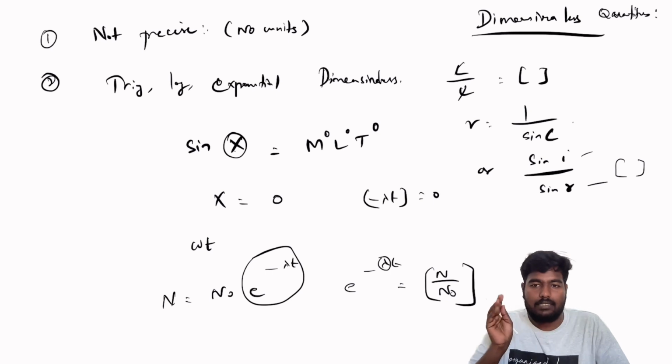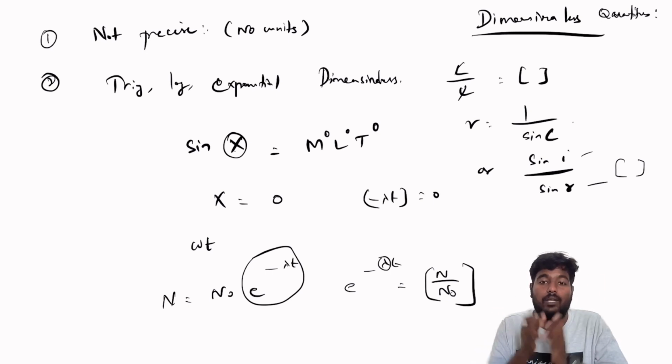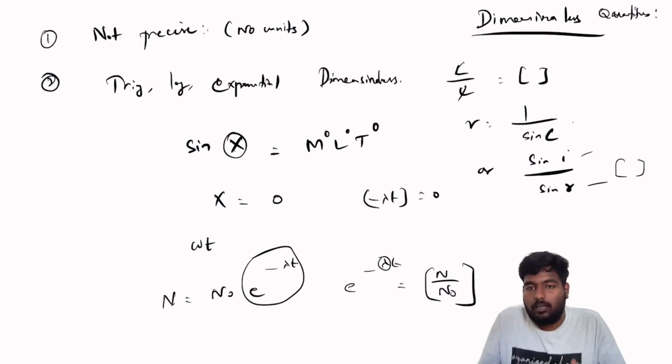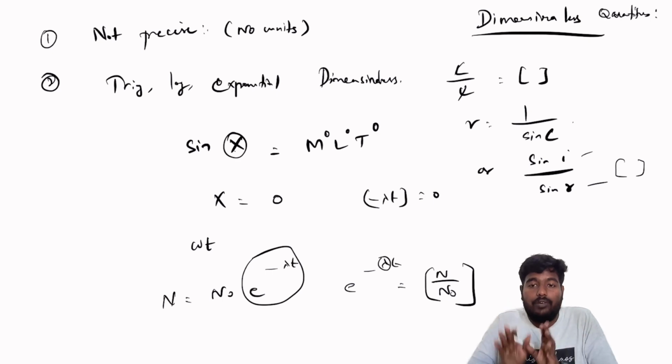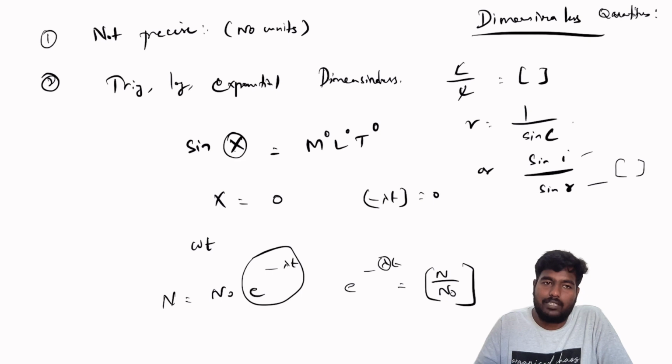You have to remember that something's dimension being 0 doesn't mean that the quantity is 0. They can be pure numbers, ratios of the same quantities, or trigonometric functions. They are not 0 in value, they are just 0 in dimensions. This you have to remember. So this is one limitation.